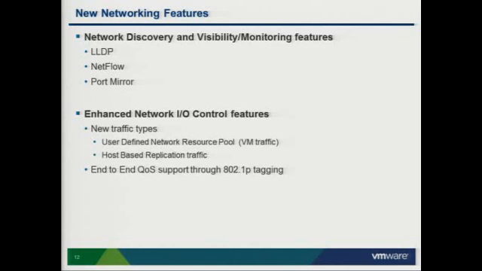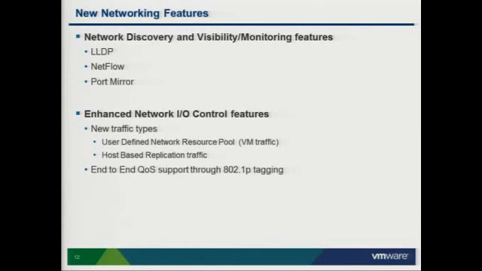That means if you have some workloads that are important and you want to create a separate traffic type for them, you can do that. Also, we support replication traffic type now. So along with the 6 traffic types, you have these 2 more new traffic types which you can use in your environment now.